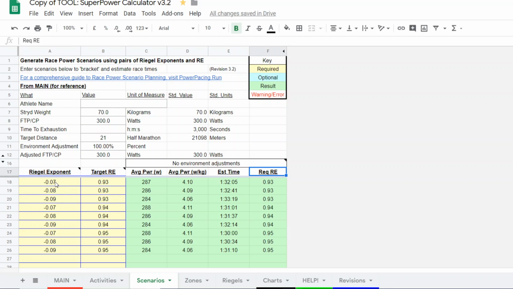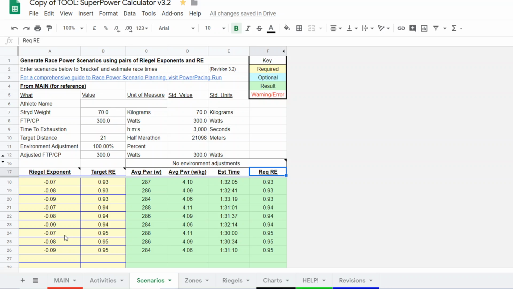So again, as we change the Riegel exponent, you can see 284 to 287. So instead of a 1 watt spread, we have a 3 watt spread. 284 to 288 in this set here. 284 to 288. That's a 4 watt spread. 284 to 288, a 4 watt spread.